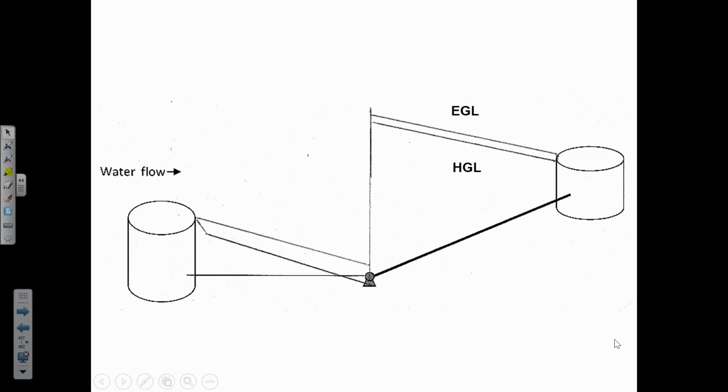Other questions? Yes? When we're doing this, we're saying that the pipe is below, right? Yes. In all these cases, we're assuming that the conduit's flowing full.